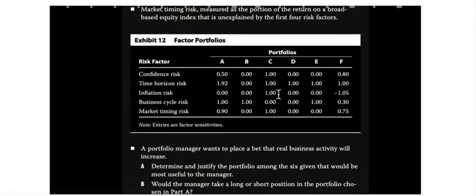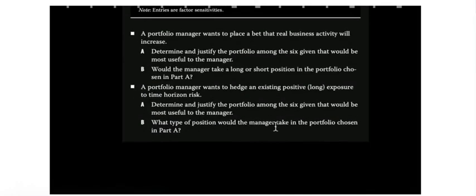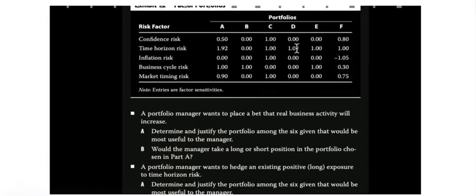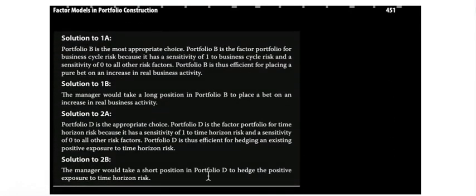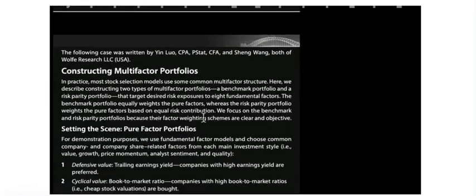So that's the nice thing about these pure factor portfolios: you can start to take long and short positions to get just the exposures you want. What type of position would the manager take in the portfolio chosen in Part A? Well, you would take a short position because you're hedging out an existing long position. And this is just the narration to the answers, which we do not need. There is another box example down here, constructing multi-factor portfolios.